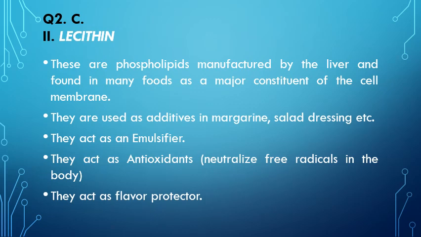When we talk of an emulsifier, what do we mean? It simply helps to make it such a way that oil and water can mix up and give rise to a homogeneous substance or a homogeneous mixture. That's the role of an emulsifier. It enables liquid or water and oil to mix and attain homogeneity. That said, the next part is they act as antioxidants. And what is the role of an antioxidant? It's simply there to neutralize free radicals in the body.